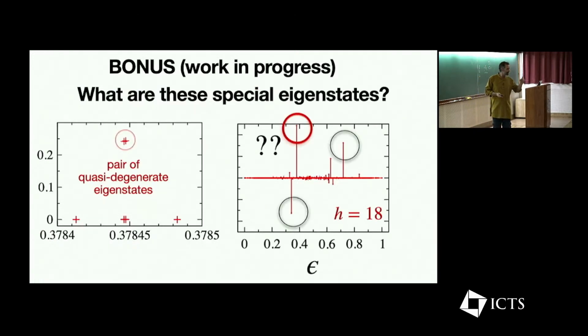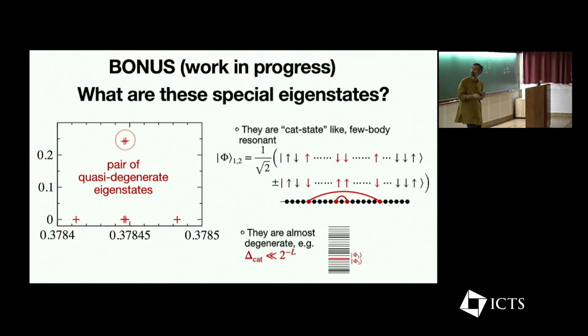Okay, maybe 1 minute of bonus. Because we could ask, what are these special eigenstates? Why at disorder 20, I can have all the correlations which are 0, and some 1. And so let's go there, for example, and this is what we have identified. They come by pair, and they are almost degenerate, and they have almost the same value for the correlation.